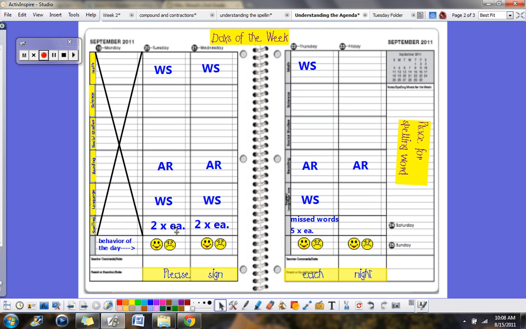Spelling. They should have 2 times each for Tuesday. They should have 2 times each for Wednesday. And on Thursday, they're going to have their missed words 5 times each. The homework is the same every week. It never changes. So once your child has copied this for the first week, all they have to do is copy the same thing the next week. So they're just copying from last week's to this week, and so on and so forth throughout the year.